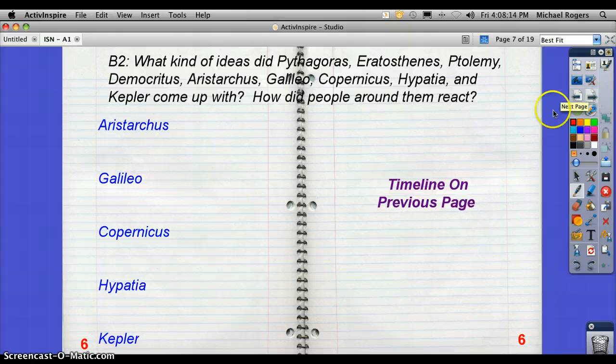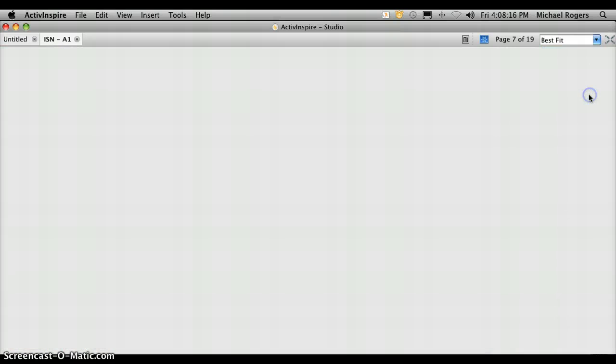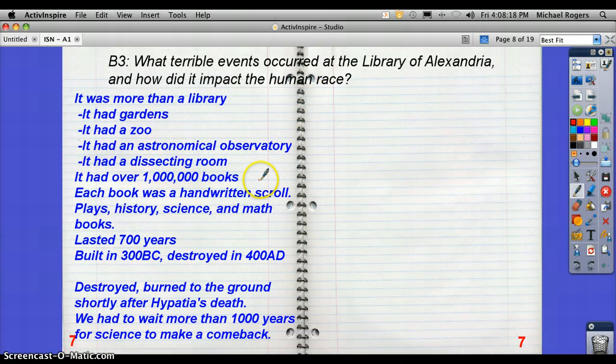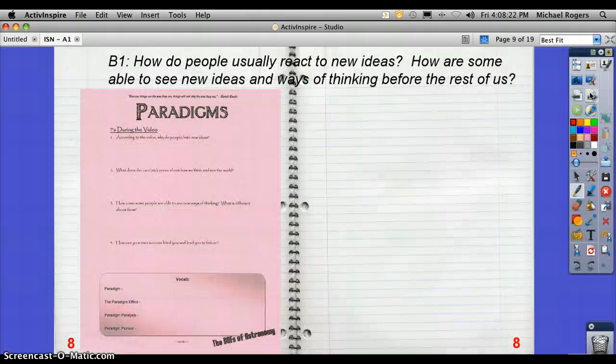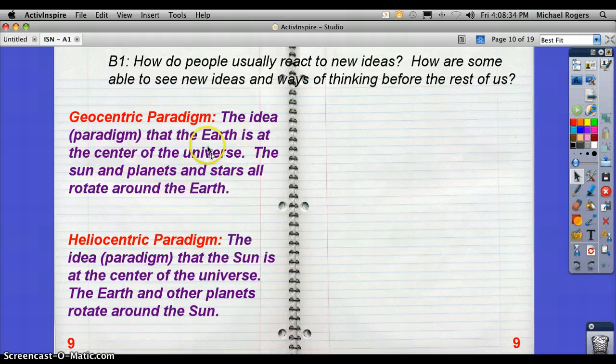You should have 3 facts for each dead old fart, a timeline that goes with that, and of course we did information on the Library of Alexandria, which was reviewed in the previous video, so I don't need to go over that. And of course you also have a page for your paradigm video that we watched with all the different definitions of paradigm, paradigm effect, paradigm paralysis, paradigm pioneer, and then of course geocentric and heliocentric paradigms.